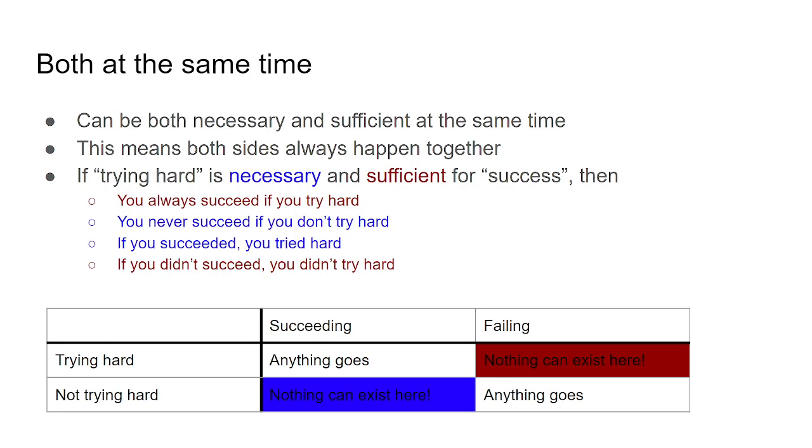So something can be necessary and sufficient, and that means that they'll always both occur together. So if trying hard is necessary and sufficient for success, then you always succeed if you try hard. You never succeed if you don't try hard. If you succeeded, you know you tried hard, and if you didn't succeed, you know you didn't try hard. They're like one and the same thing if something is necessary and sufficient at the same time. And I've color coded the statements, so anything that's blue you know is true because it was necessary, and anything that's red you know is true because it was sufficient.